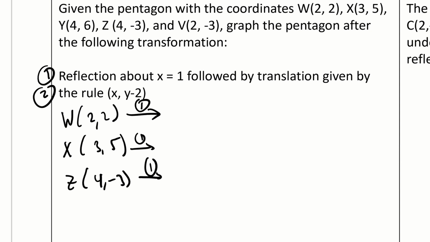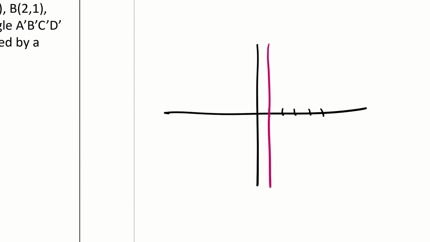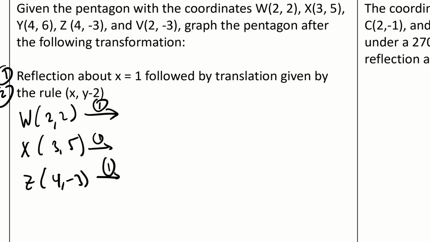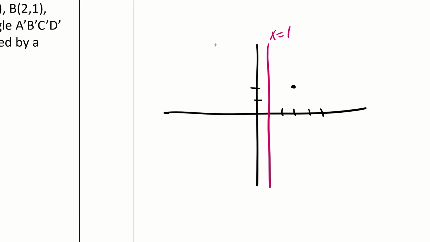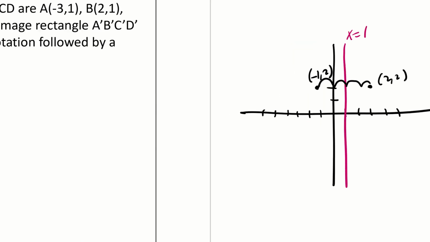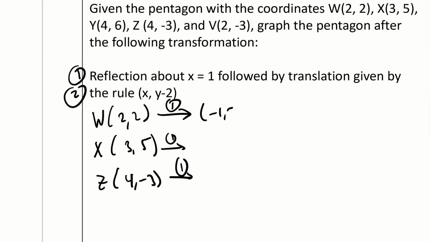All right, so we got reflection about x equals 1. So here is x equals 1. This line right here is x equals 1. It's a vertical line. And we're going to reflect 2, 2 across there. So we got 2, 2. If I reflected, that's 1, 2, 1, 2. So it's going to go over here. This is going to be the coordinate -1, comma 2. That's where it reflects. But let's do the other coordinates first.